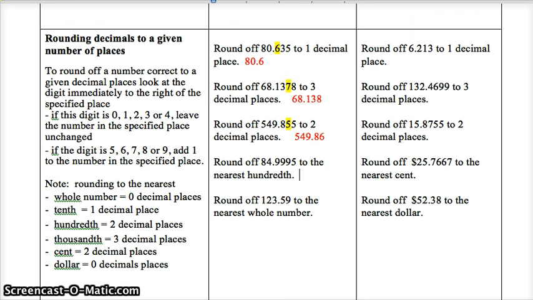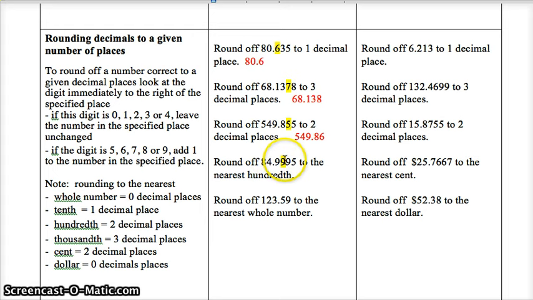Okay, now you can also be asked to round something to the nearest hundredth. In other words, you know your decimal place values now. So 84 is the whole number part, and the first 9 is in the tenths place, and the second 9 is in the hundredths place. So I have to decide whether that 9 will stay as a 9 or whether it goes up. Now, I need to look at what's next to that 9, and it's another 9. So yes, that 9 will go up. So my 84.99 needs to go up.